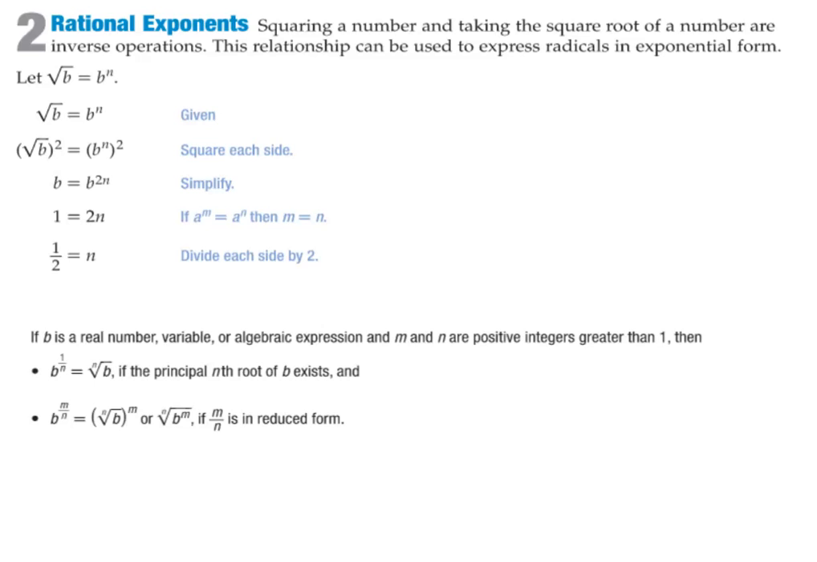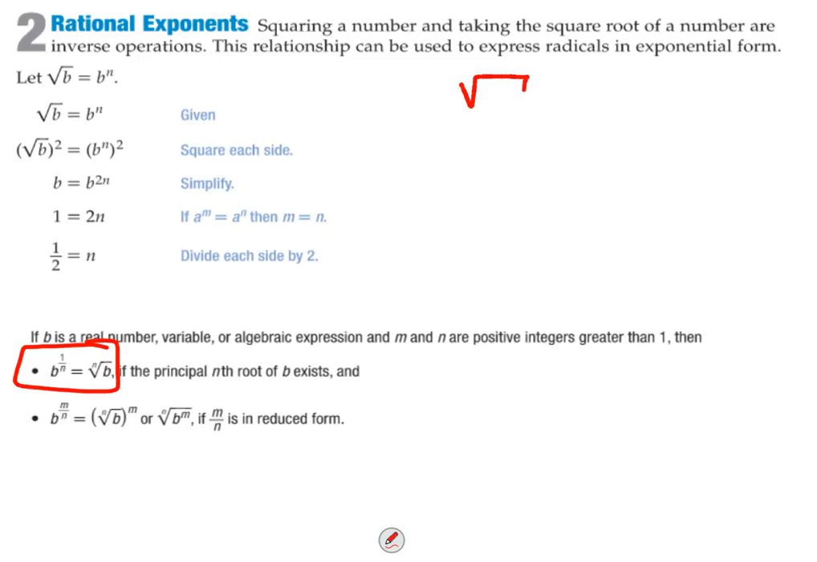So just starting up here at the top of the slide, squaring a number and taking the square root of a number are inverse operations. And the relationship can be used to express radicals in exponential form. So basically, you can take the square root of a number, but then you can make it into an exponent.